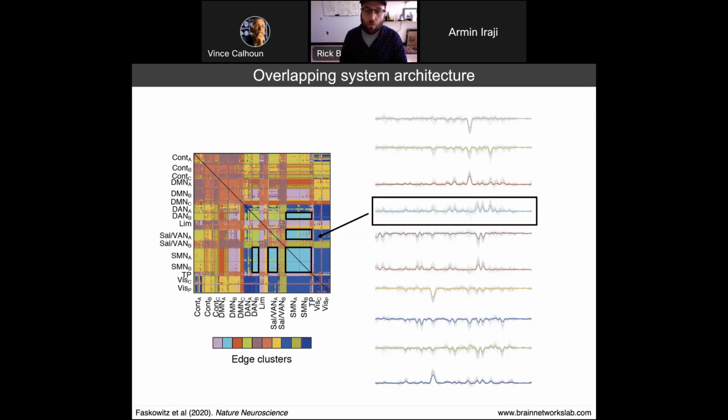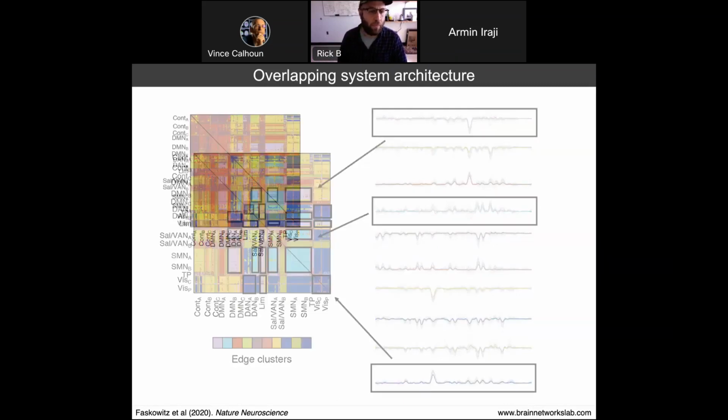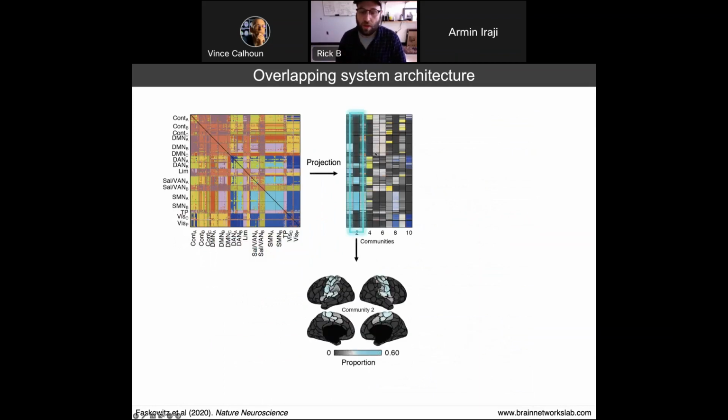The connections exhibit similar properties across time. The same is true with this visual and dorsal attention block, a more complicated configuration, but they all exhibit cohesive co-fluctuations across time. This is the key point here. We can, of course, project these edge level assignments back to individual regions, literally by masking this matrix for each community and averaging across its rows. Occasionally we find communities that resemble known resting state networks.